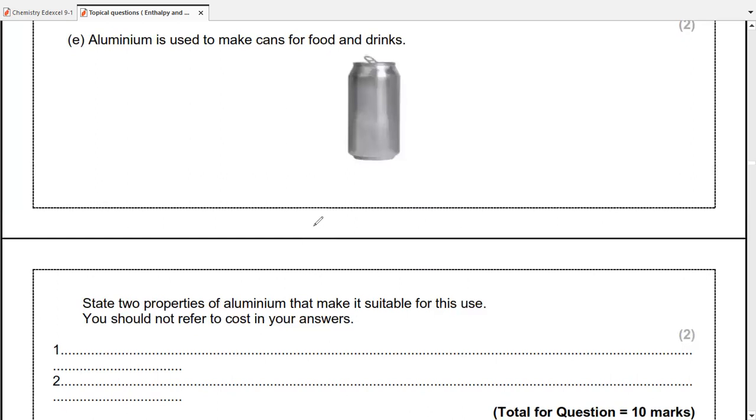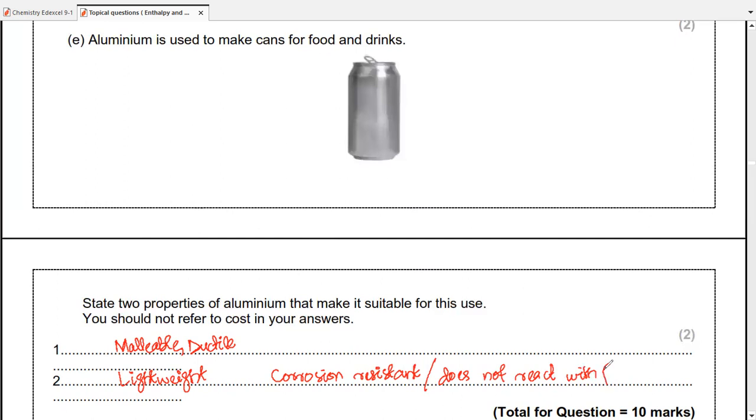Okay, so you may write malleable. Malleable and ductile cannot get you two separate points, so you need to write them in a single point. That is one point. You may use lightweight, low density. Both things mean the same thing. But it's better to write corrosion resistant, or if you don't remember this difficult term, you can write an easier term: does not react directly with food acid, all right?